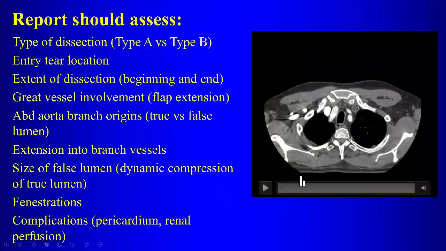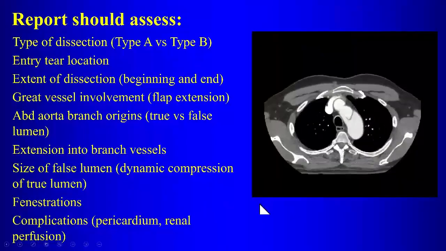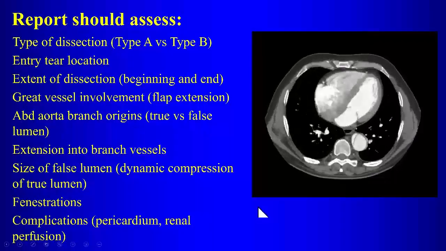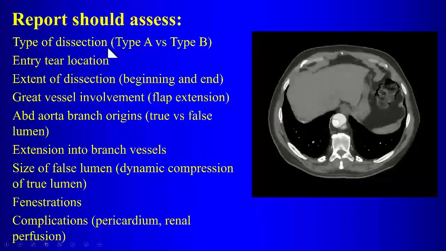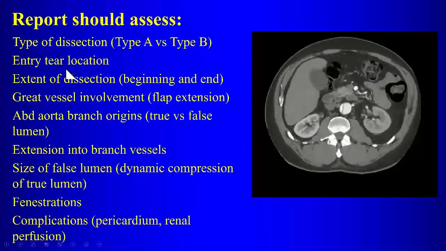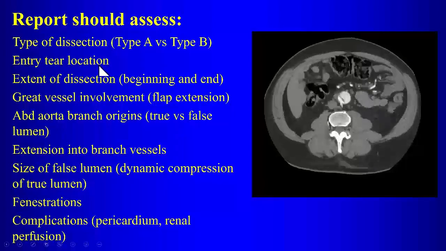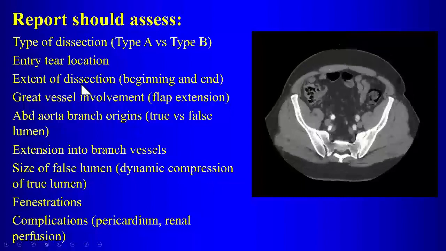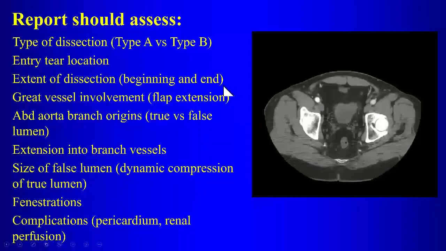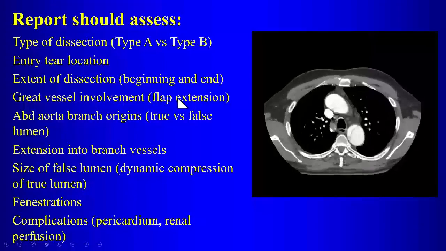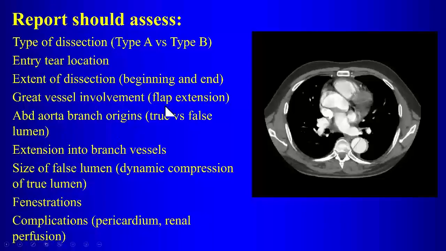Now, when we evaluate dissections on CT, in our report, what are the things that we want to talk about? Well, you want to describe the type of dissection. Is it a type A or a type B? The entry tear location, which is important, and we'll talk about that in a minute. The extent of the dissection. Where does the dissection begin? Where does it end? Great vessel involvement. Does the flap extend into the great vessels off of the top of the aorta or into branch vessels?